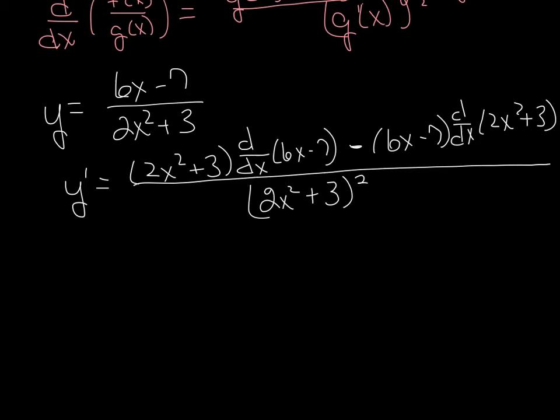Okay, so let's go ahead and do this. 2x squared plus 3 times 6 minus, now the derivative of the denominator is 4x times 6x minus 7.